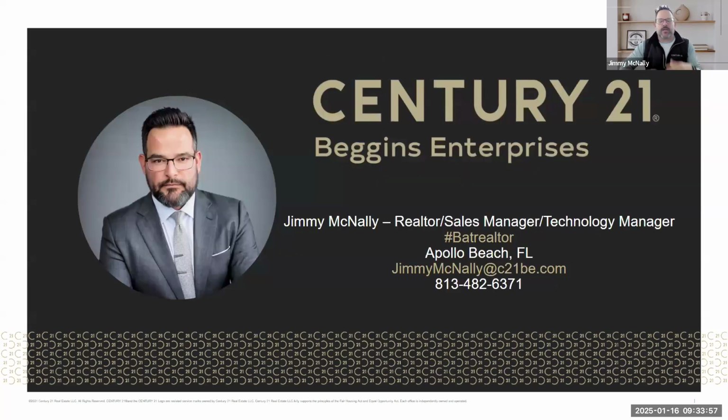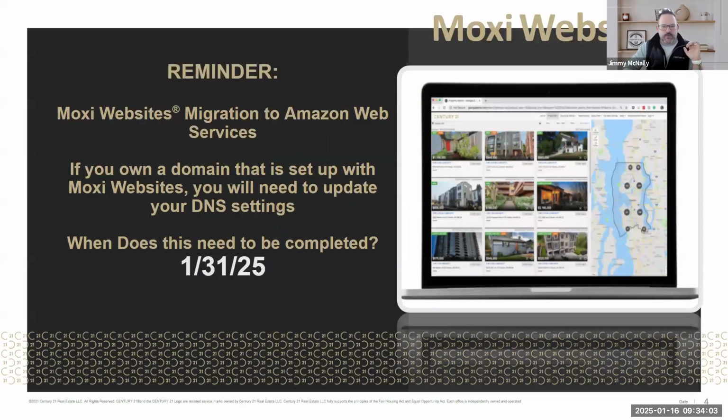And like we discussed, we're going to be talking about MoxiEngage, specifically the sales flow. Before we get into anything, I want to give a quick reminder that Moxie websites did migrate over to Amazon Web Services, AWS, and we have till the end of this month, if you own a vanity domain like batrealtor.com, jimmymcnally.com, bobpatel.com, to make sure those DNS settings are updated. Your leadership should have received information on what settings need to change. And as you're getting into Moxie websites, you should start seeing a pop-up that tells you what settings need to change. So if you own a vanity domain, please make sure you get in and get those updated by the end of the month.